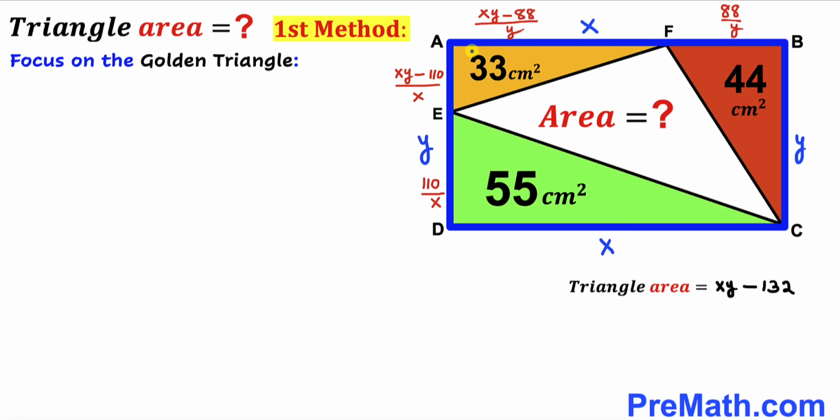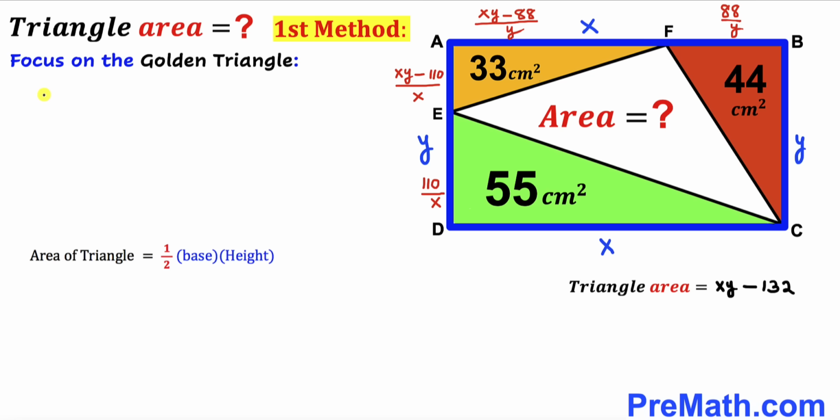And finally, we are going to focus on this golden triangle EAF, whose area has been given to us as 33. Let's recall the area of a triangle formula once again: area equals a half times base times the height. In our case, the dimensions of this golden triangle are these ones.